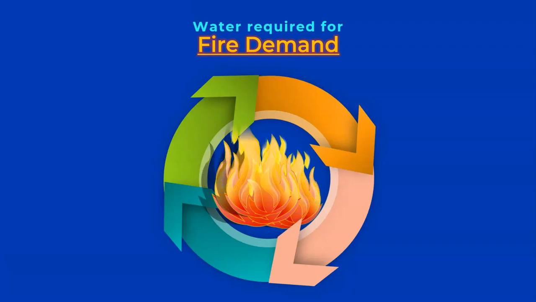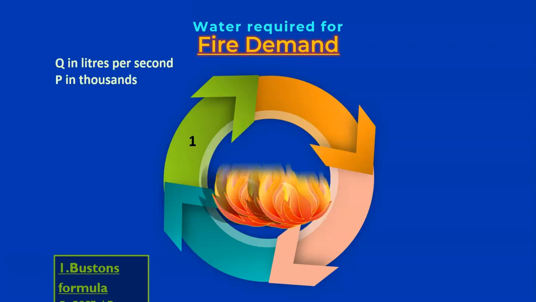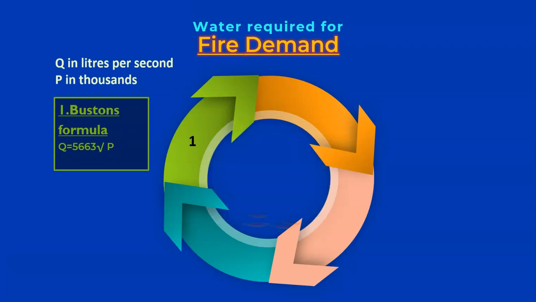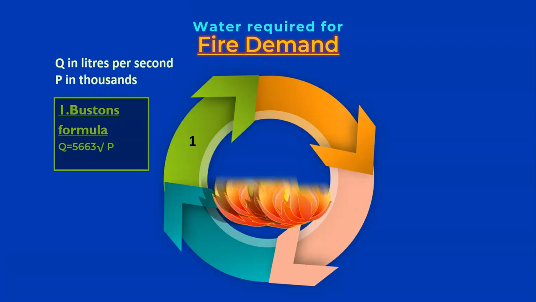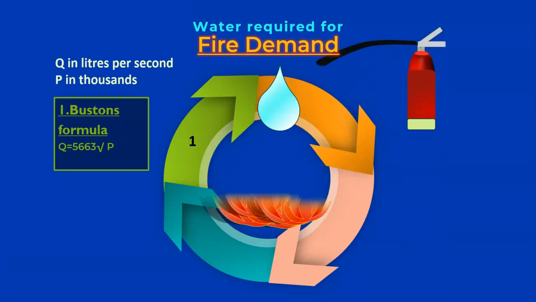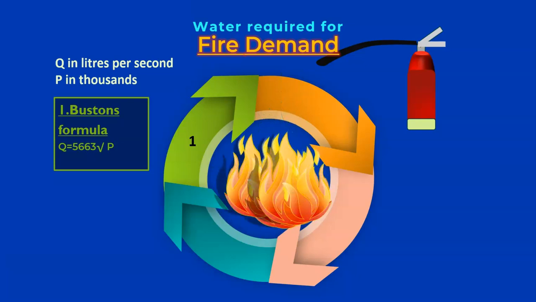There are 4 different formulas. So number 1, Buston's formula, where Q equals 5663 root P. In all the 4 formulas, Q will be in liters per second and P will be in thousands. The water is used to extinguish the fire from the fire extinguisher.